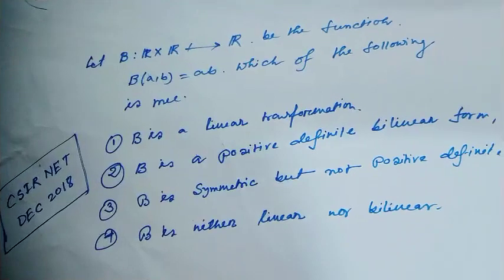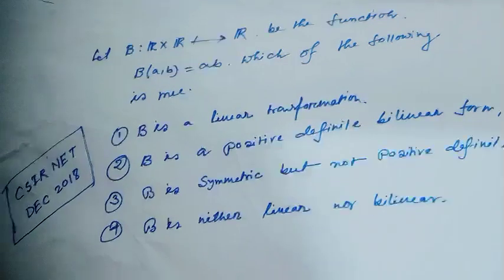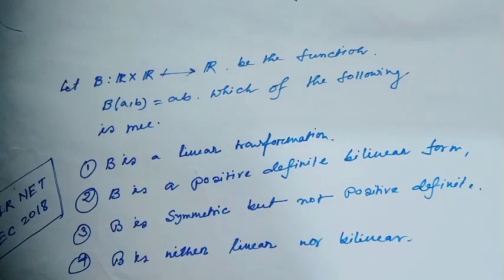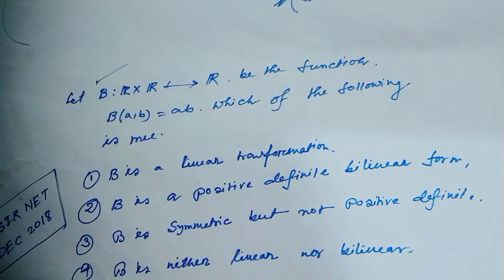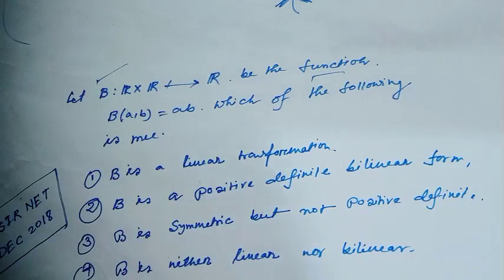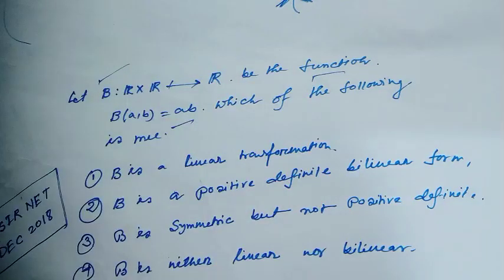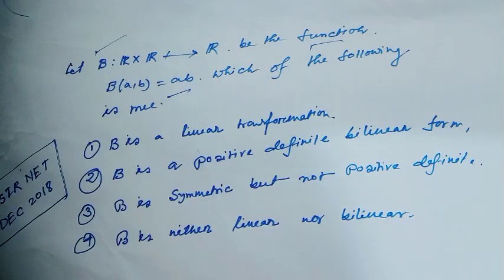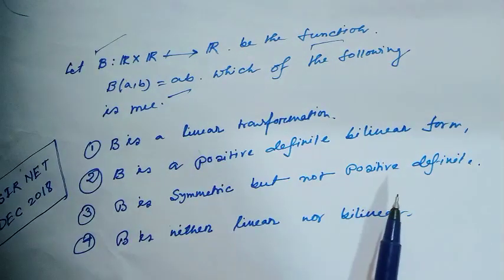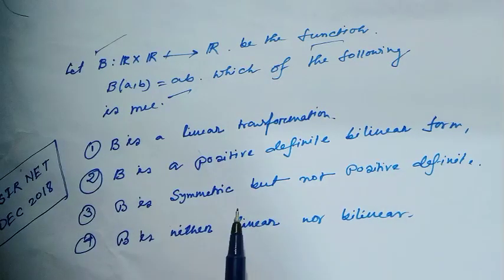Okay. Our next example, which had come in the December 2018 exam. The question is, consider a mapping. Here the mapping is denoted as B, which is defined from R cross R to R, a function such that B of (a, b) equals ab. Then which of the following statements is true? Option 1, B is a linear transformation. Option 2, B is a positive definite bilinear form. Option 3, B is symmetric but not positive definite. Option 4, B is neither linear nor bilinear.